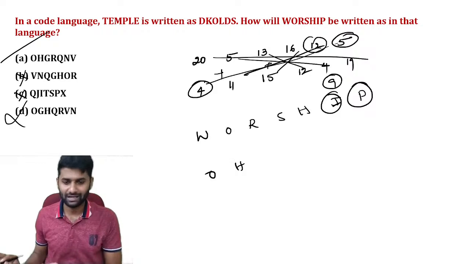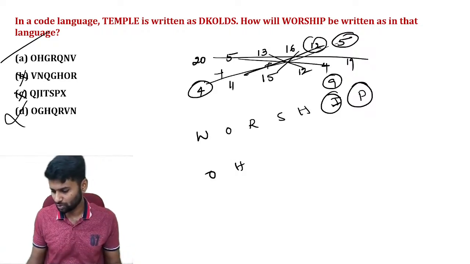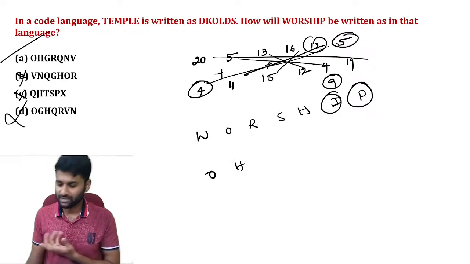Don't go through all the letters at the time of the test. According to the options, we can eliminate three options out of four. Three eliminated, one is the correct answer.